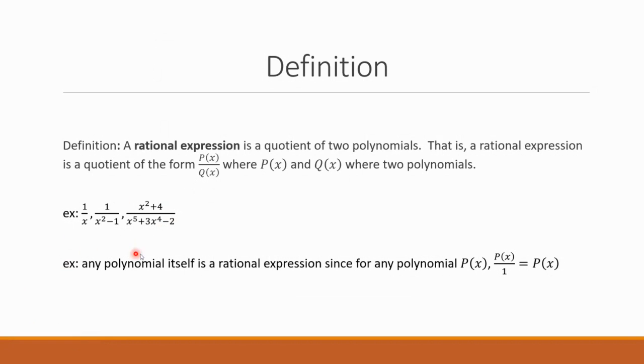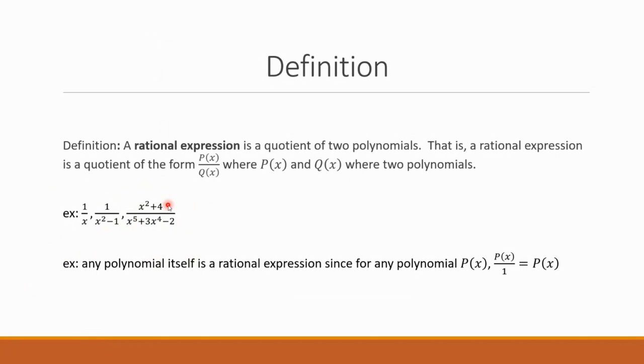1 over x, that's a rational expression. Remember, a constant alone is a polynomial. We also have 1 over x squared minus 1. That's another example. We have another one over here: x squared plus 4 over x to the 5th plus 3x to the 4th minus 2. So we have a few different examples of rational expressions.